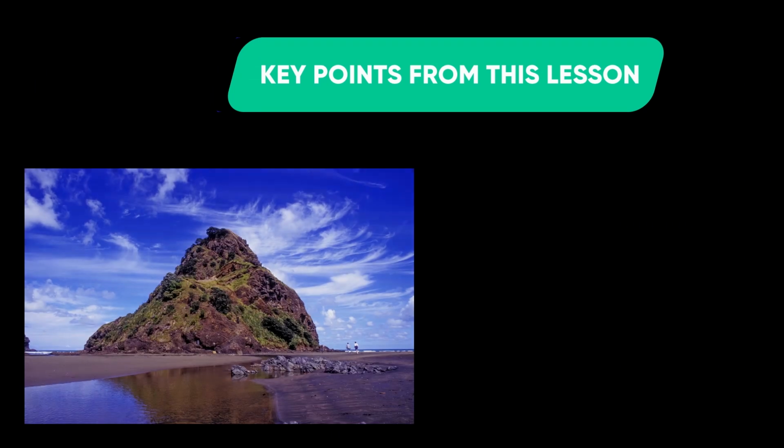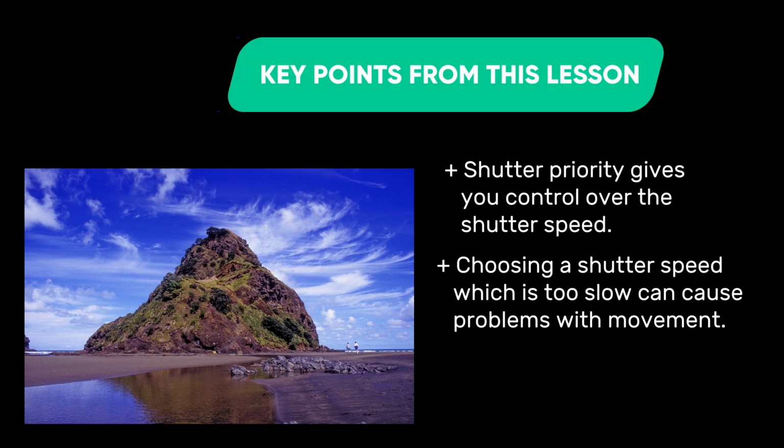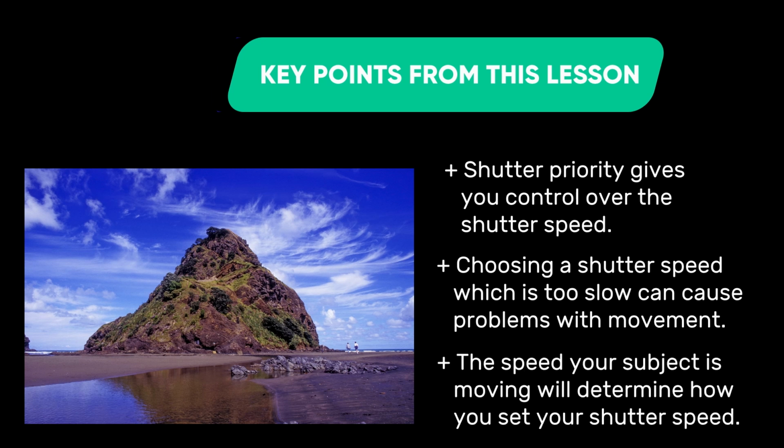Key points from this lesson are: shutter priority gives you control over the shutter speed. Choosing a shutter speed which is too slow can cause problems with movement. The speed your subject is moving will determine how you set your shutter speed.